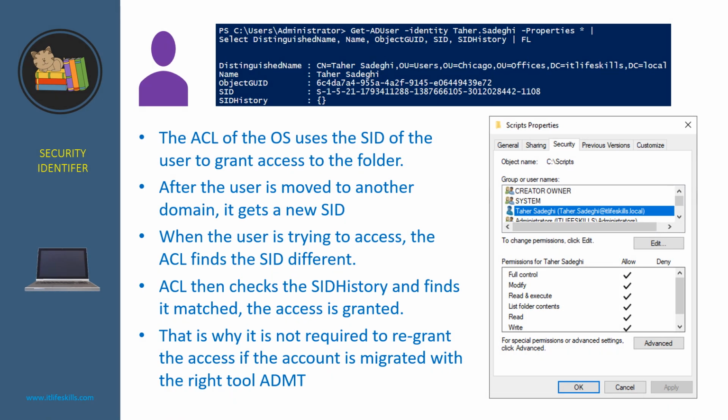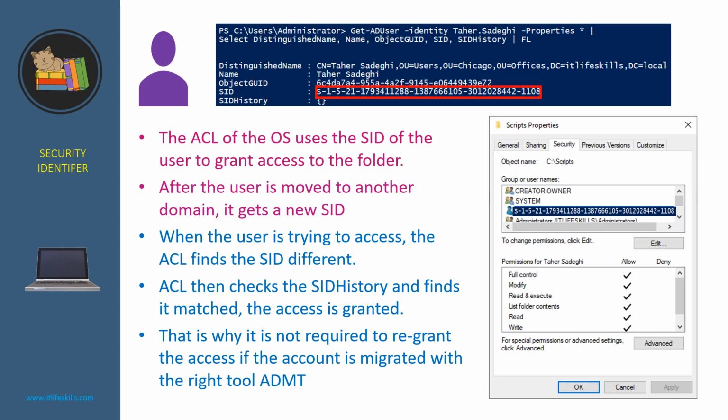Let's analyze a practical example with security identifier. In this example, this user has been granted full access to the scripts folder, and behind the scenes, the access list of the operating system uses the SID of the user to grant the access. So it uses the SID instead of the name.